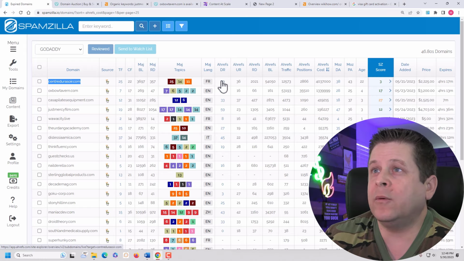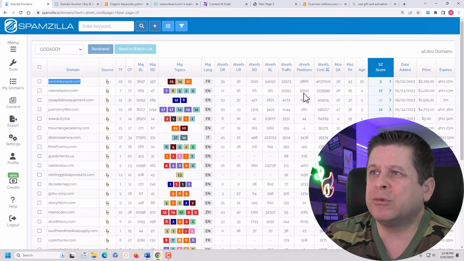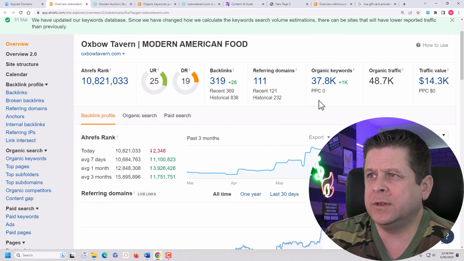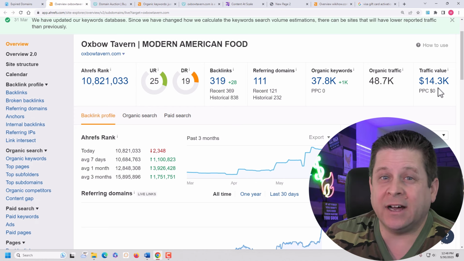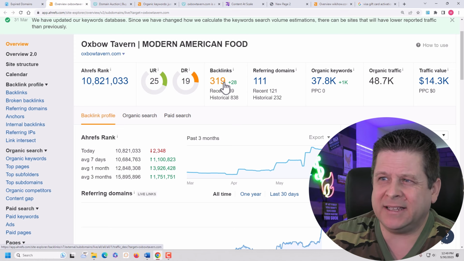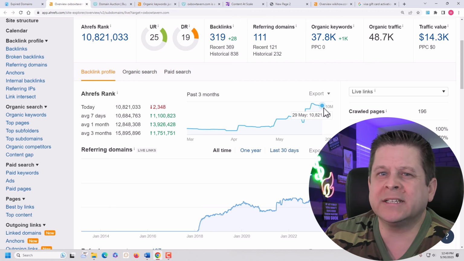Right here, number one, we can see that this one's in French, so I'm probably not going to use that. However, what about this Oxbow thing? 35,000 rankings in Google for an estimated traffic value of, wait a minute, I gotta check this out. Oxbow Tavern, modern American food. 37,000 rankings in Google, $14,000 a month traffic value, with only 319 backlinks? And it looks like their ranking drastically improved over the past couple months.